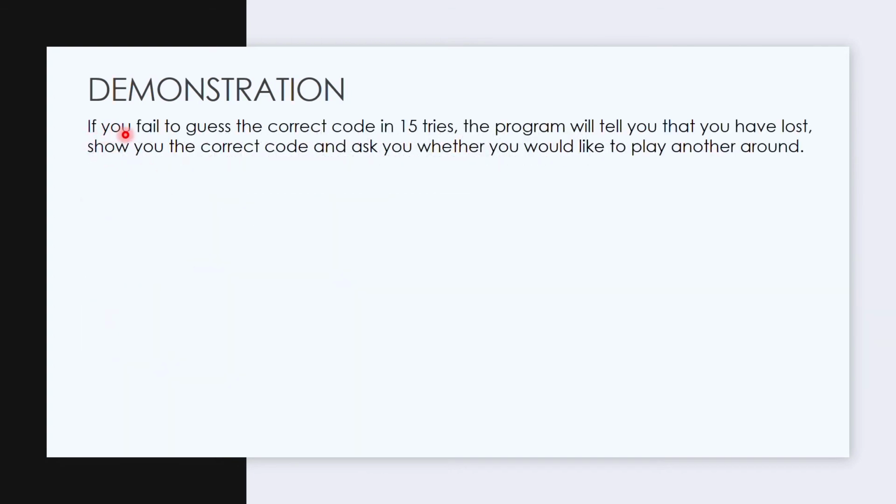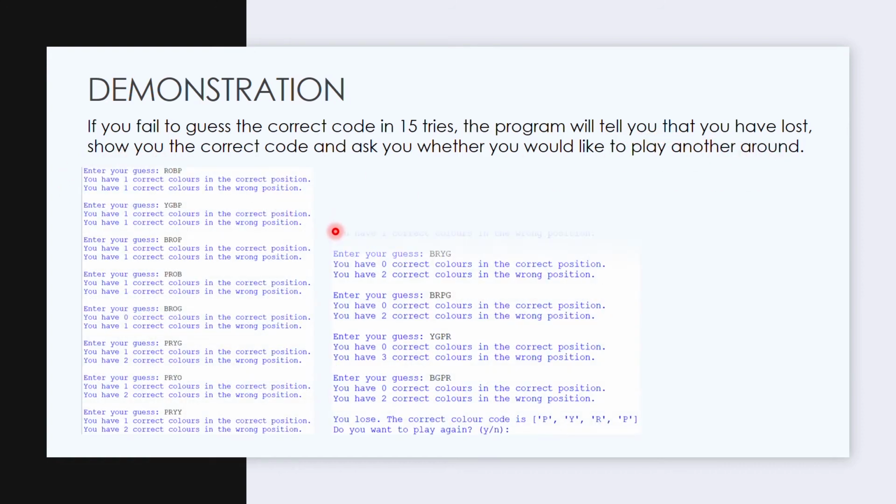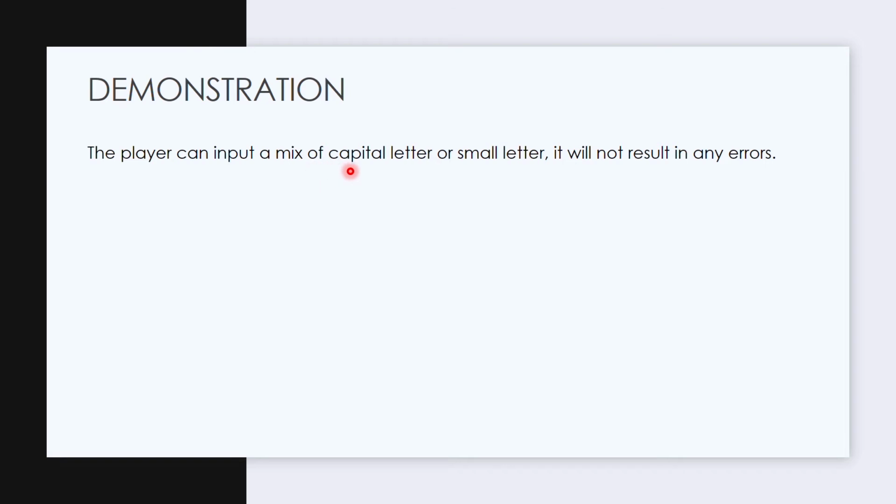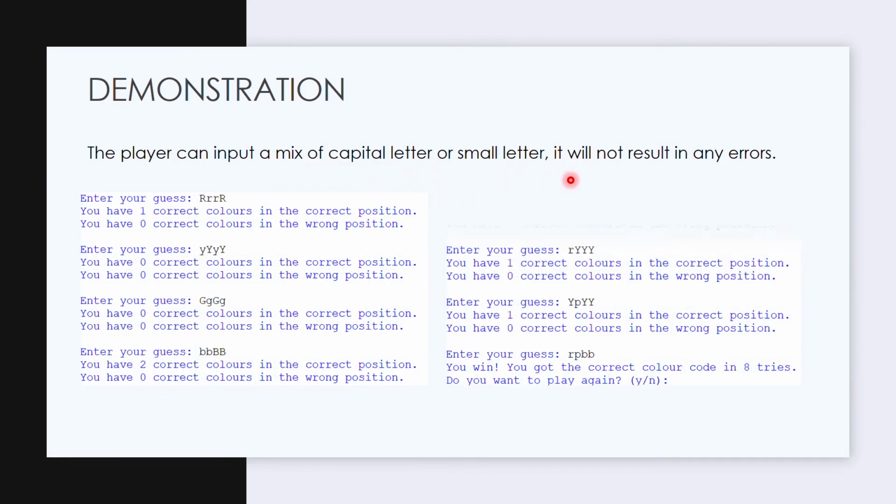Moreover, if you fail to guess the correct code in 15 tries, the program will tell you that you have lost, show you the correct code, and ask whether you would like to play another round. The player can input a mix of capital and small letters. It will not result in any errors. For example, capital R, small letter R, and capital R, and the program will still run successfully.